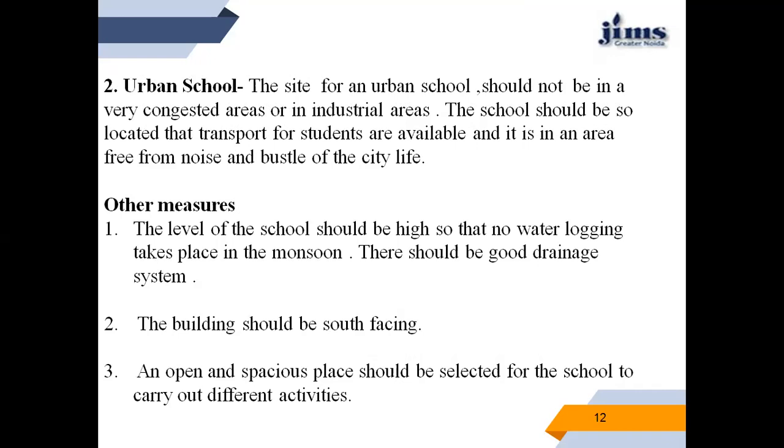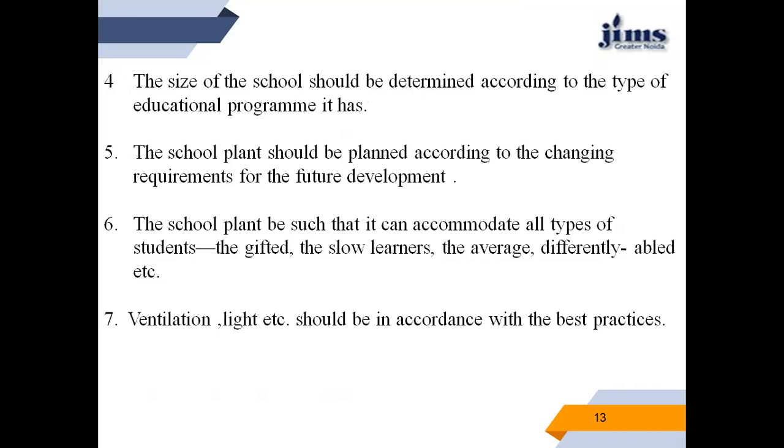Number 2, the building should be south facing. Number 3, an open and spacious space should be selected for the school to carry out different activities. Fourth, the size of the school should be determined according to the type of educational program it has. That means whether it is an elementary school, a secondary school, or a senior secondary school. Fifth, the school plan should be planned according to the changing requirements for the future development.